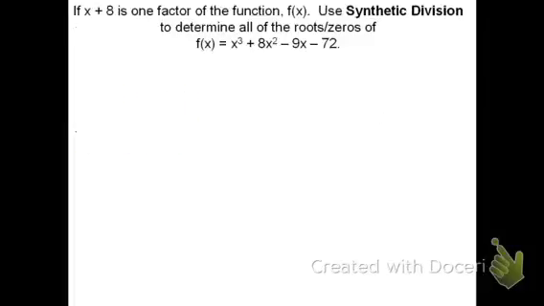Now let's take a look at one more example. We're going to use synthetic division to find all the roots, or the zeros, of this polynomial function. To set it up, we're going to list our coefficients. This function goes x cubed, x squared, x, constant, so there are no missing terms. So the coefficients are 1, 8, -9, and -72. The factor is x plus 8, so what would the root be? Hopefully you said -8, and that's what I'm going to write down here.